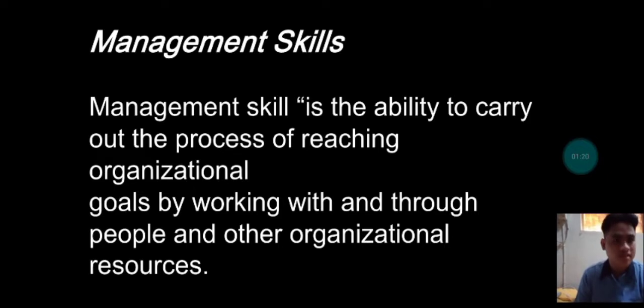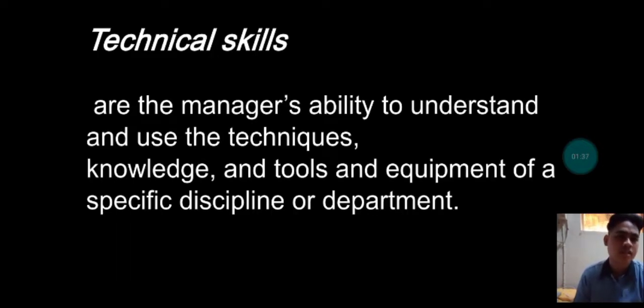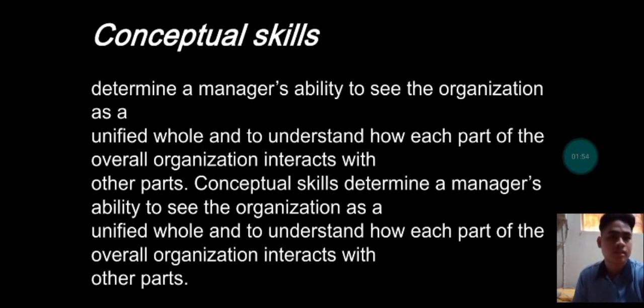Next are the management skills. Management skills are the ability to carry out a process of reaching organizational goals. Here the goal is to manage all the things in the company or about the product. Next is technical skills. Technical skills are a manager's ability to understand the product and have knowledge about the tools, equipment, and also how to handle the employees.